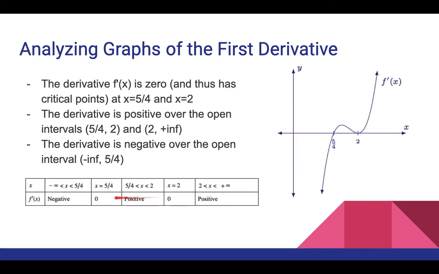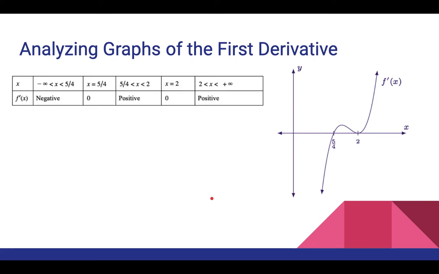So we can summarize these results in a table such as this, and these tables are also something they'll give you on a free response. They're quite common in terms of interpreting behavior. So we can say x value is right here, and then the value of the derivative right here. For negative infinity to 5/4, the derivative is negative. For x equals 5/4, the derivative is equal to 0. Between 5/4 and 2, the derivative is positive. For x equals 2, the derivative is 0. And for any x value greater than 2, we're positive.